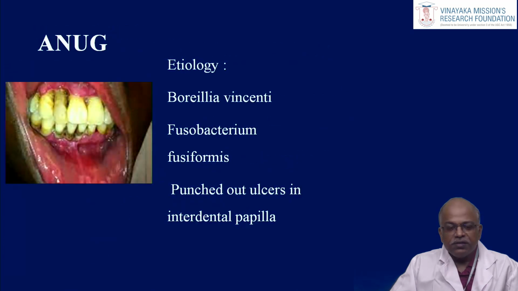Acute necrotizing ulcerative gingivitis, called ANUG. The main etiology is spirochetes, Fusobacterium fusiformis and Borrelia vincentii, characterized by punched out ulcers in the interdental papilla. Such patients have halitosis and metallic taste.